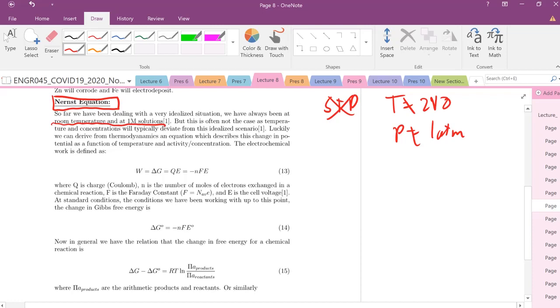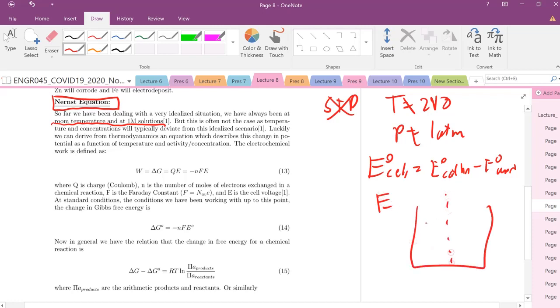So how do we figure out, the whole point of this is, once you're not at STP, we can't use this equation: E naught of cell equals E naught of cathode minus E naught of anode. So how are we going to figure out the potential of any type of electrochemical cell? Here's an anode and a cathode, connected here. How can I measure the voltage, or how can I get to this expression?